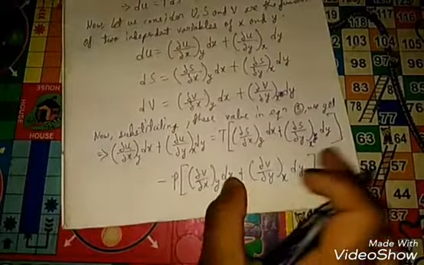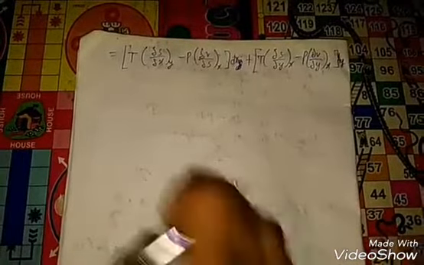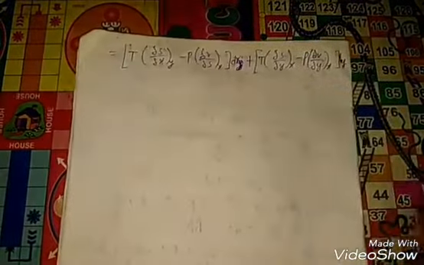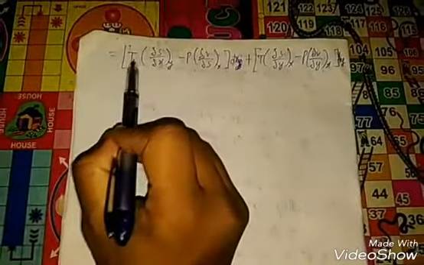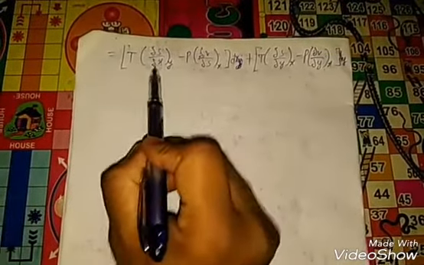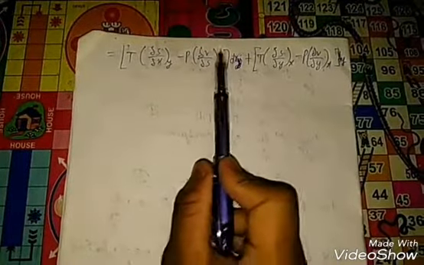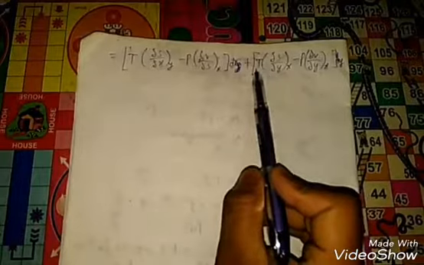Again, now we can modify this equation. Now we can substitute by separating dx and dy. Now here we separated: t del s by del x keeping y constant minus p del v by del x keeping y constant, whole bracket dx, plus t del s by del y keeping x constant minus p del v by del y keeping x constant, whole bracket dy.